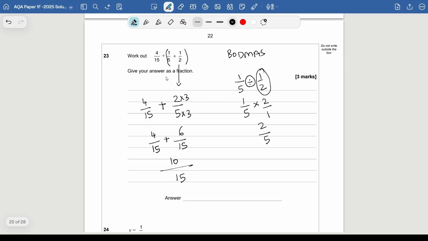Well, it did not ask us to simplify it. So we can write it as 10 over 15. Or we can simplify it also for our sake. So divide by 5. So this will be 5 goes in 10 2 times. 5 goes in 15 3 times. So that's a 2/3.